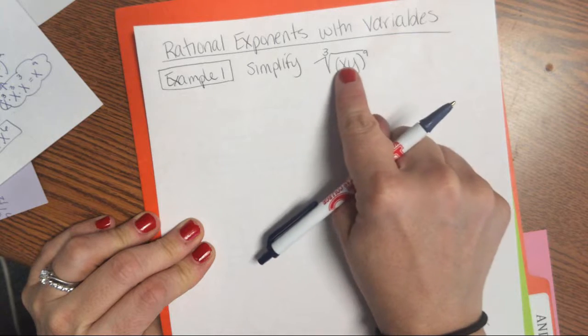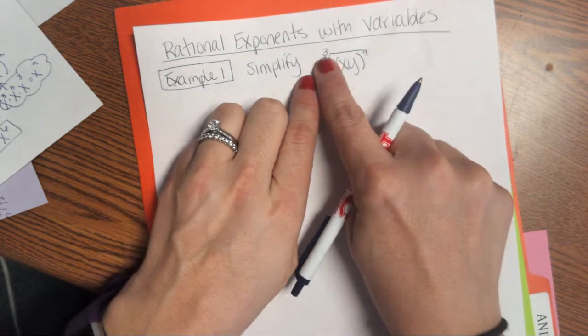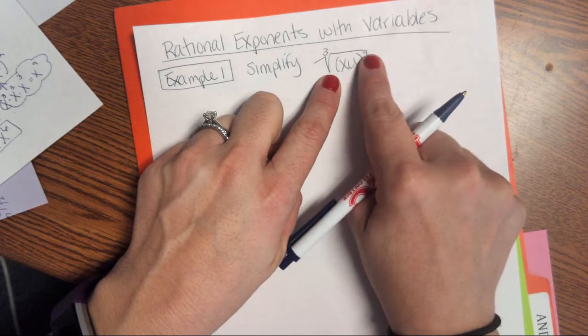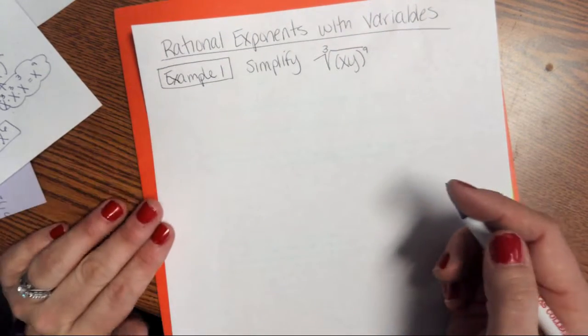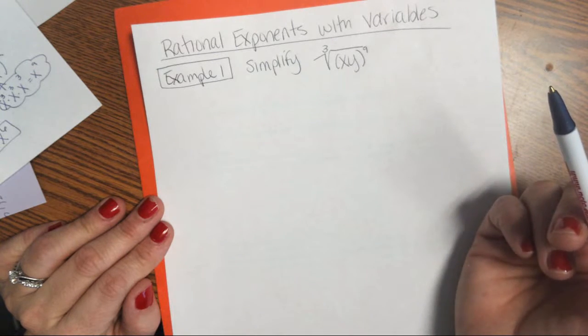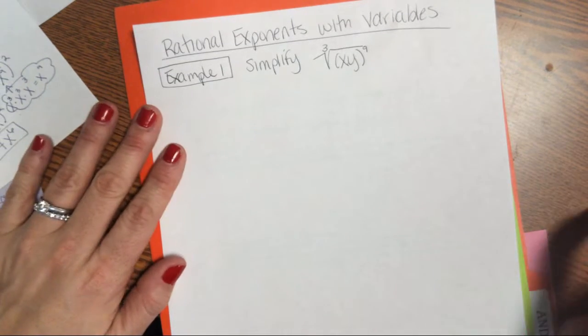So typically, when you have this without the cube root over it, just xy to the 9th power, I think everybody knows how to solve that. But when you have this radical, the cube root, we have to simplify it a little bit differently. So let's go through the steps on that.